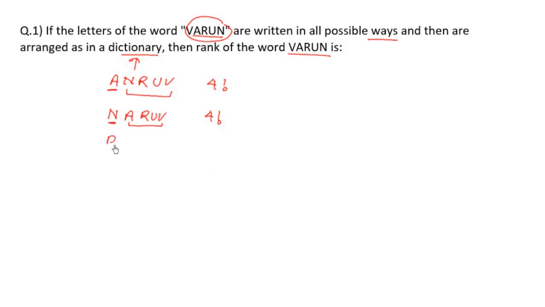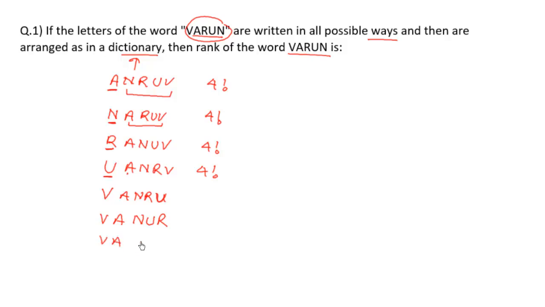On a similar line, the next will be R-A-N-U-V, correct? Again, that will be arranged in 4 factorial ways wherein R is fixed. The next will be U-A-N-R-V. Again, if I fix U, then these letters can be arranged in 4 factorial ways. The next that comes is V. The very first word starting with V would be V-A-N-R-U, right? The next would be V-A-N-U-R, right? Because these two will be exchanged.